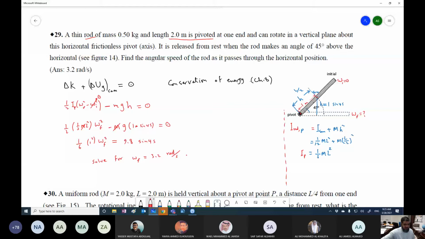What do you think of this problem? أعطونا انطباعكم الشخصي. It seems a bit too long maybe. ليش؟ ده كلمتين ونص، دلتا كي بلس دلتا يو جي equals 0. بس لازم ننتبه إنه ال I is not about the center of mass. It is not rotating about the center of mass. فلازم نستخدم ال parallel axis theorem.